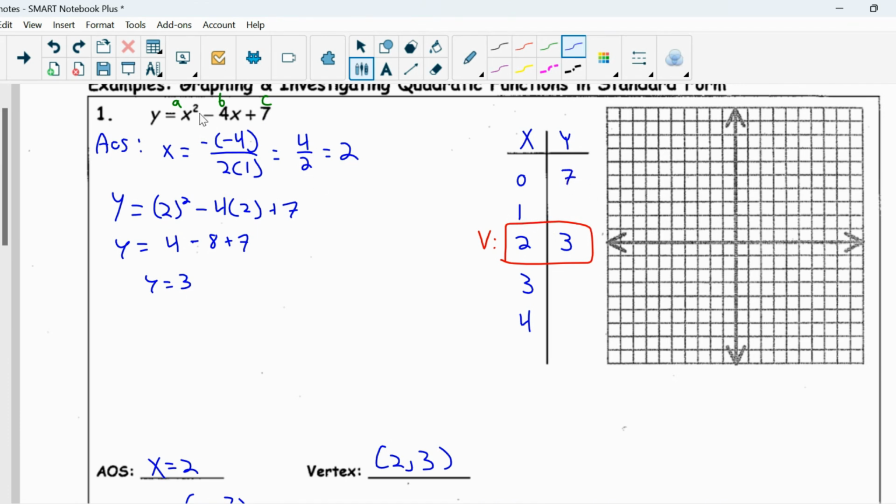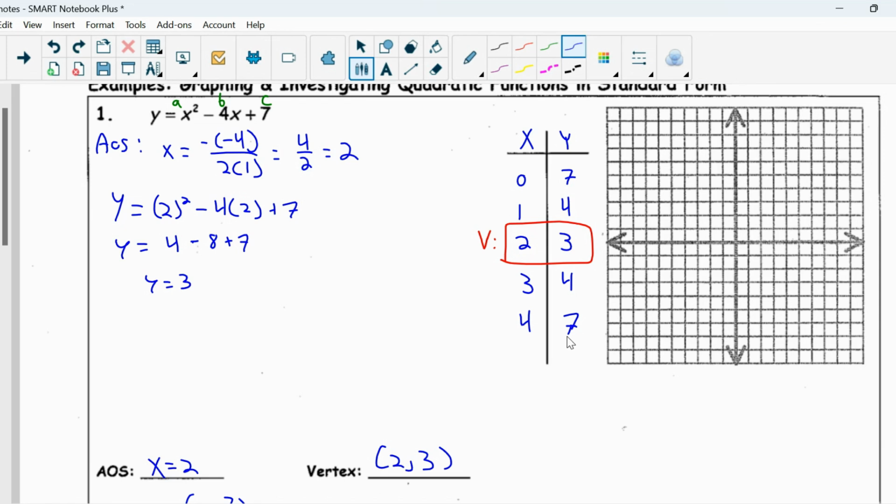If we were to substitute in a 1, we'd have 1 squared minus 4, which is negative 3, plus 7, which gives us positive 4. 3 gives us 3 squared, which is 9, minus 12, plus 7, which gives us a positive 4. And then when we input 4, we would get 16 minus 16, which is 0, plus 7, which just gives us 7. Make sure when creating your own table that you're taking your time so that you're accurate, so that when you graph, you have the correct graph.